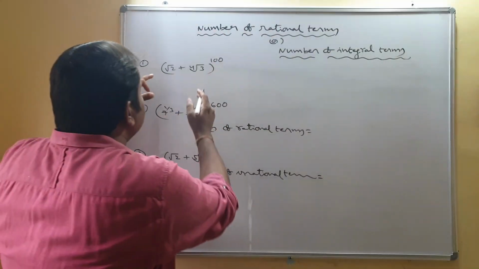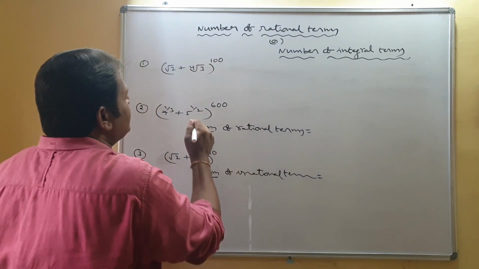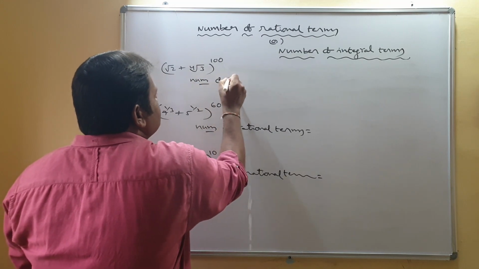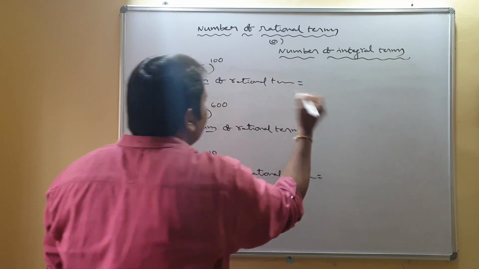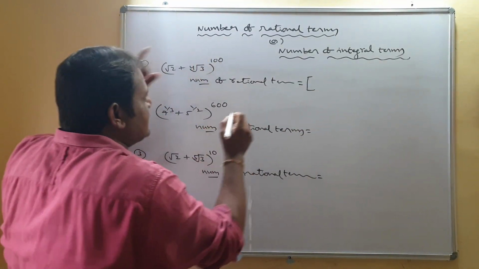Coming to this, root 2 plus 4th root of 3 whole power 100. Here you see that we have to find the number of rational terms. So we have a shortcut. What is that? You take the step function. What is the n value?